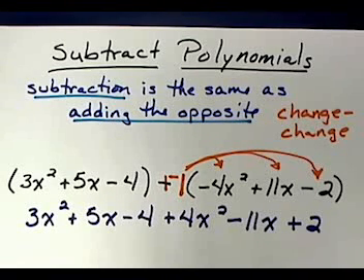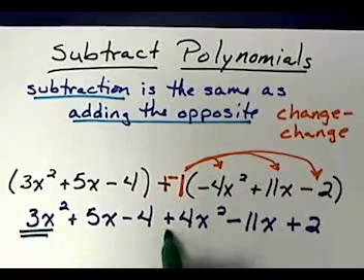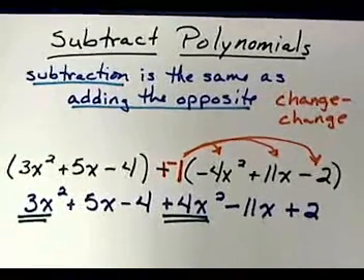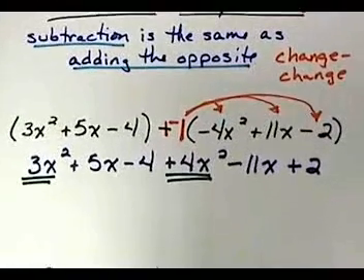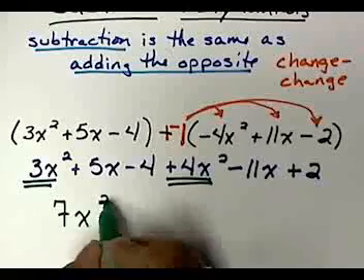Now, because it's all addition of terms, we don't need the parentheses. So now we can go through and combine our like terms. The highest exponent we look for first. That's a square. Here's a square. Here's a square. 3x squared plus 4x squared is going to give us 7x squared.